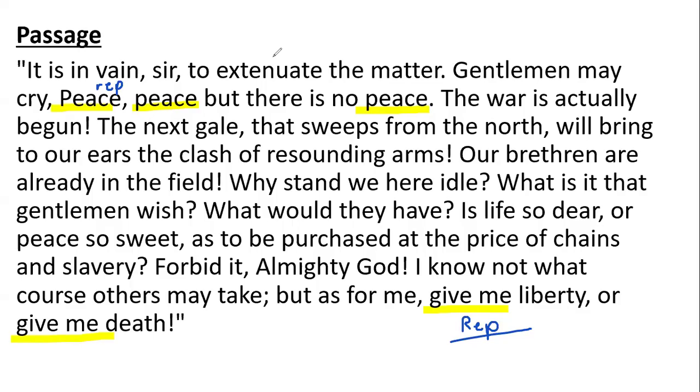The metaphor. Okay. Which one is the metaphor? The clash of resounding arms. That's it. The next gale that sweeps from the north will bring to our ears the clash of resounding arms. I don't think that's a metaphor. I think that'd be an onomatopoeia.